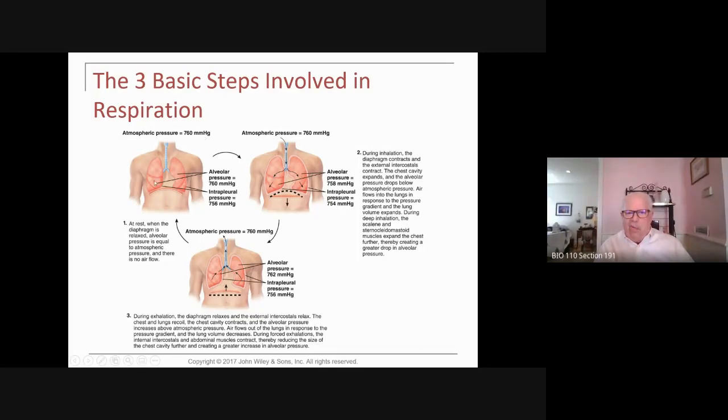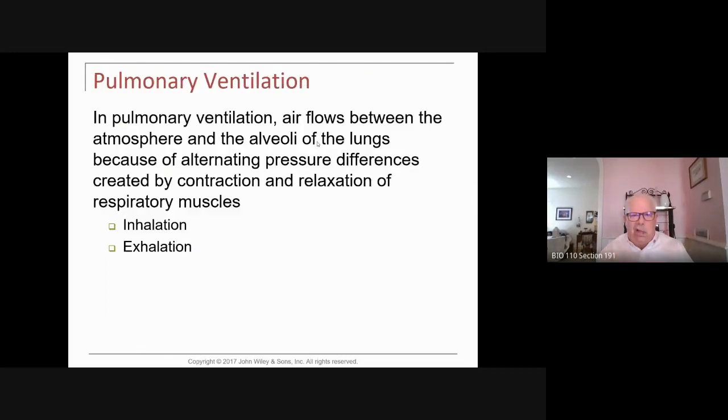Any questions on inhalation and expiration? It's Boyle's law. V over P. Volume over pressure. When the volume increases, the pressure must decrease. When the pressure increases, the volume must decrease. V over P, Boyle's law. Okay?